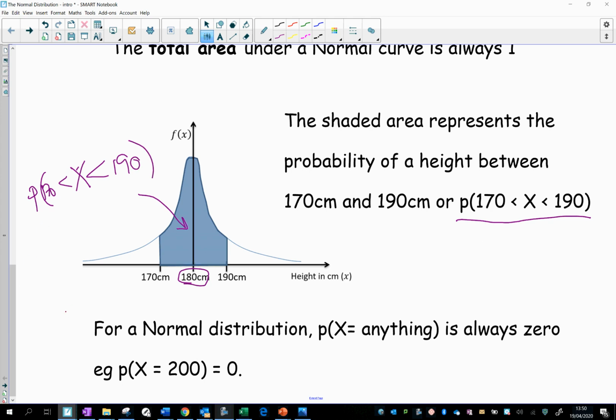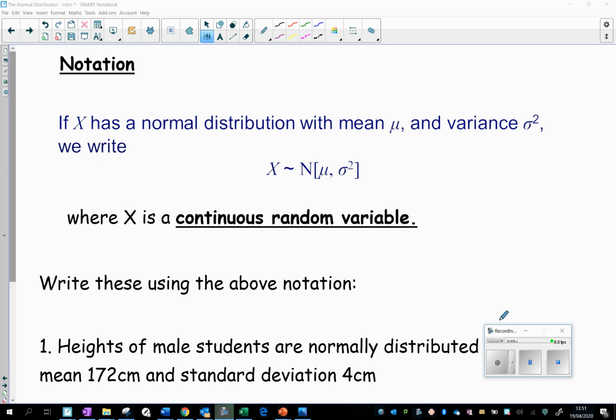Now, what is one of the most important factors also for a normal distribution? You cannot have the probability that X equals something. Unlike the binomial distribution that you've met so far, where you can have the probability that X equals 1 or 2 or 3, that doesn't exist for the normal distribution. The probability that X equals 200, because we have continuous data, is essentially the width of a line, and a line has no width. So the probability that X is 200 doesn't exist, and we usually say that it's going to be equal to 0. Remember.